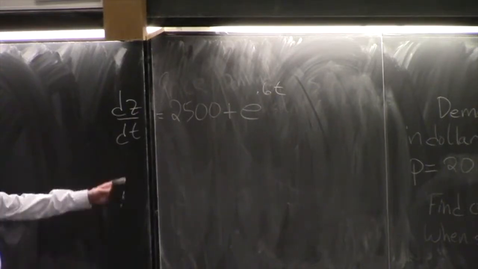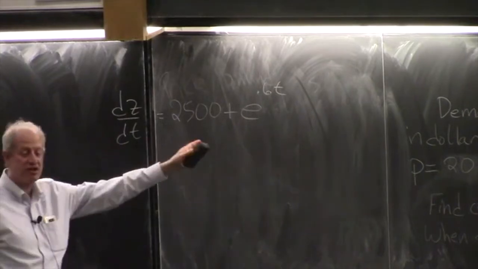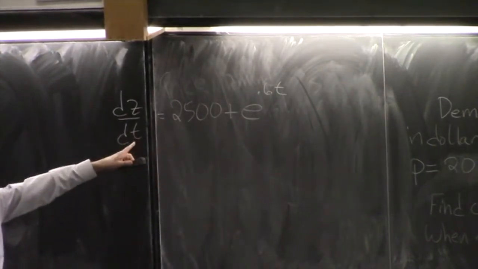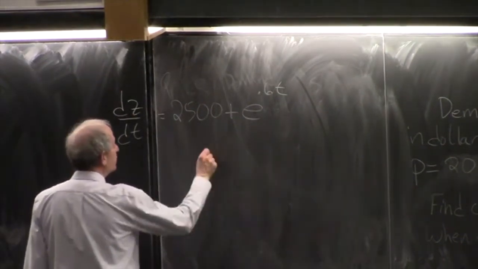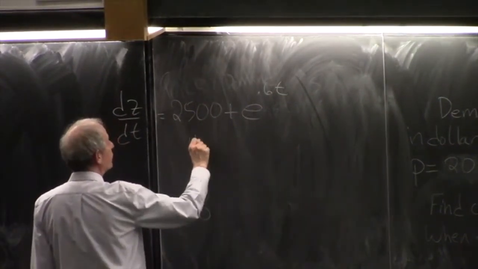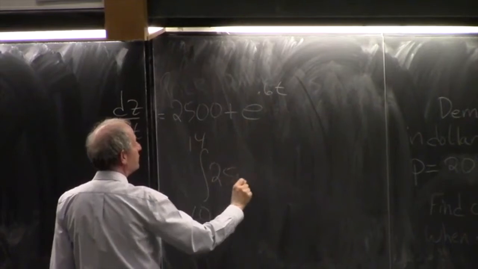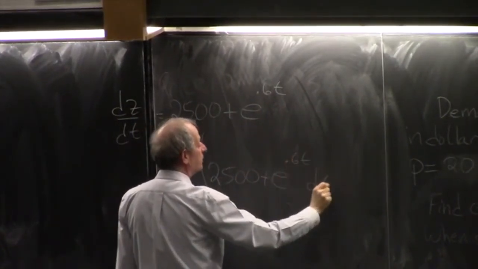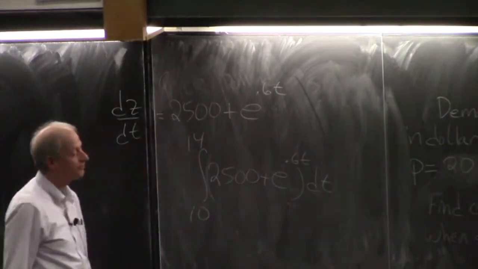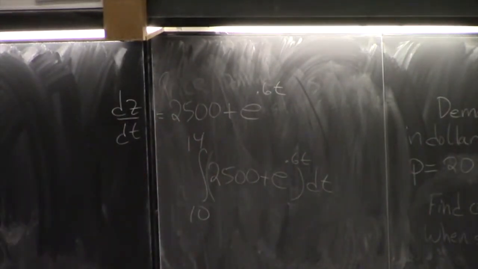All right. So if we want to find, say, how many more zombies do we get between, oh, I don't know, 10 hours and 14 hours? You just integrate from 10 to 14 the zombie rate. Just that simple.